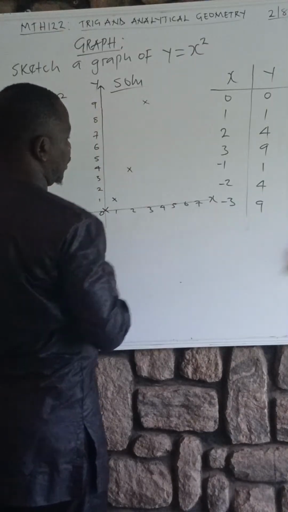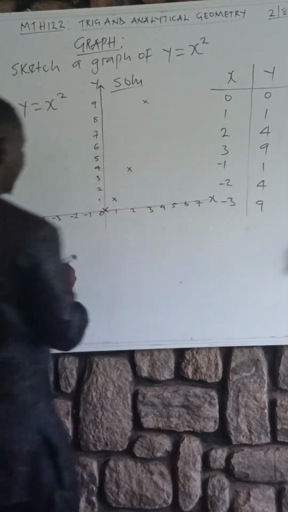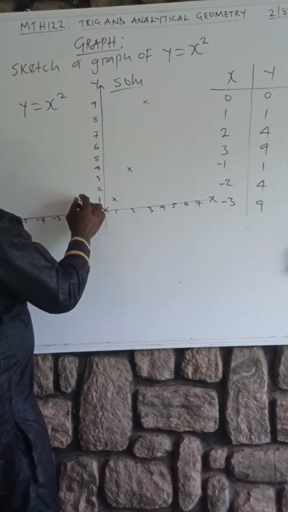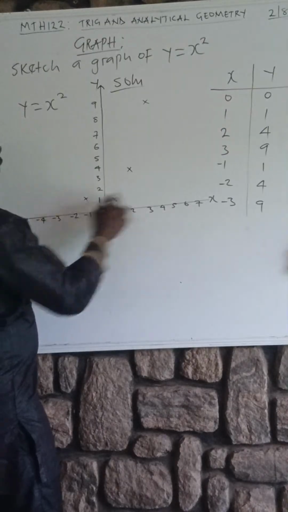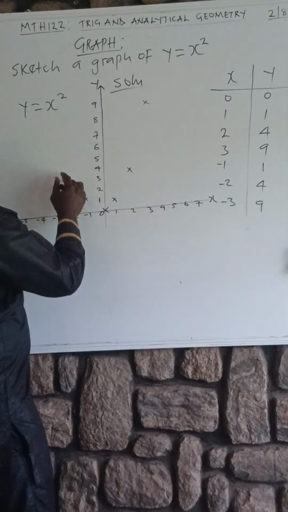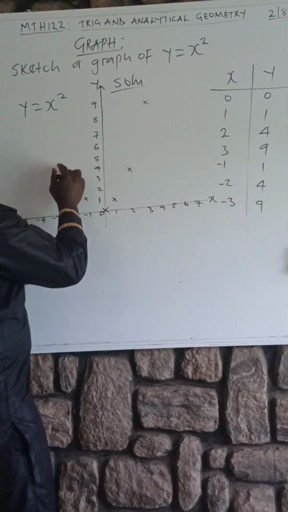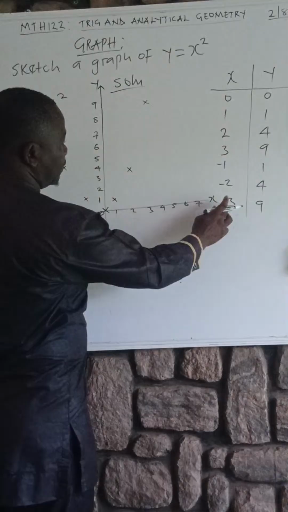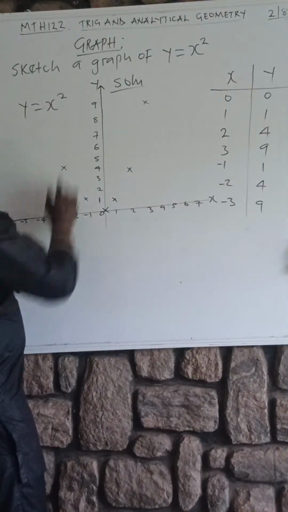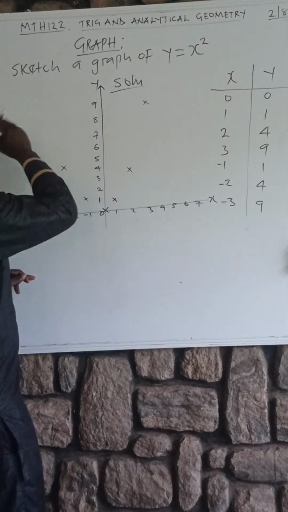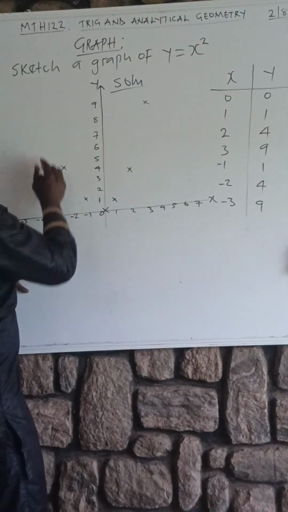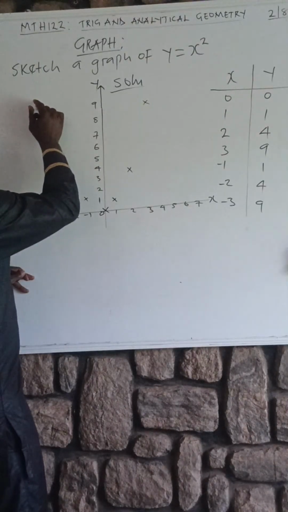Then x is minus 1, y is 1. Look at it here. Then x is minus 2, y is 4. Look at it here. Come to this side. Can you see now? x is minus 3, y is 9. So minus 3, 9. Look at it here.